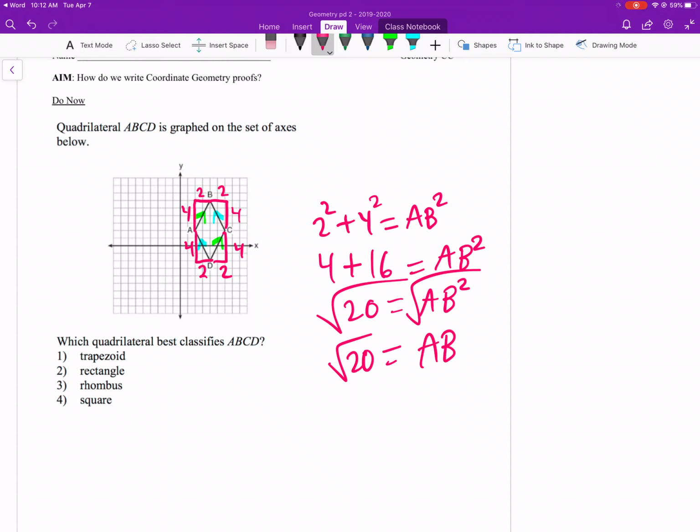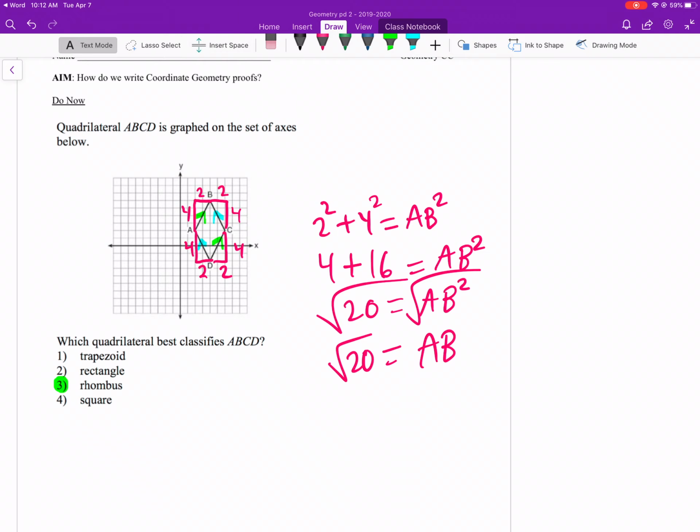So 2 and 4 are out because we have rectangle and square. There's no right angles, so we can't have those. Choice 1, a trapezoid. Nope, it's a type of parallelogram. And choice 3, a rhombus. Yes, all the side lengths would end up being radical 20, so we would get choice 3.